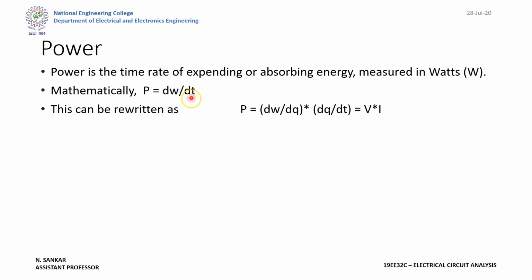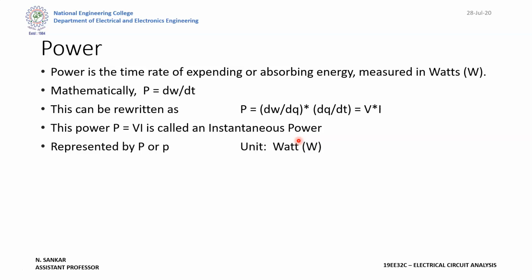This can be expanded: dW by dt is dW by dq, which is nothing but voltage V, times dq by dt, which is nothing but your current. So simply you can see power is equal to the product of your voltage and your current. This power is simply called instantaneous power, that is, the power at that point based on the voltage and current at that point.